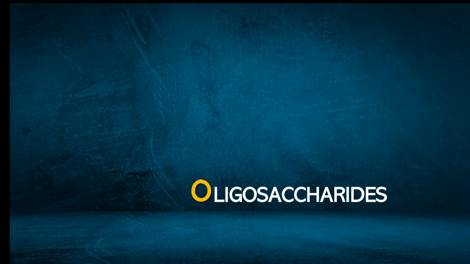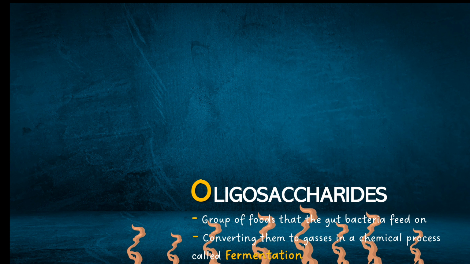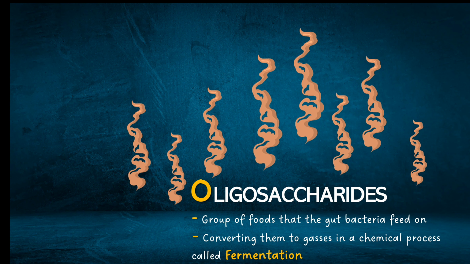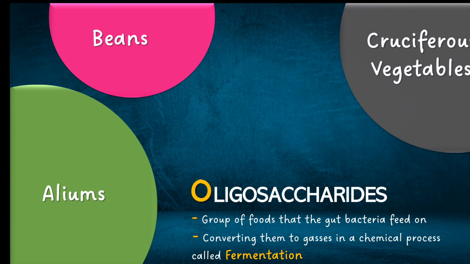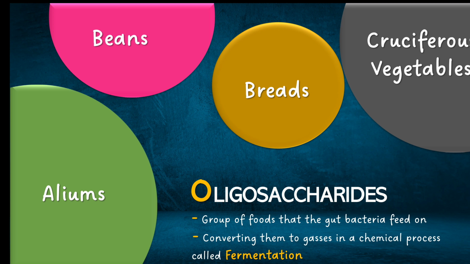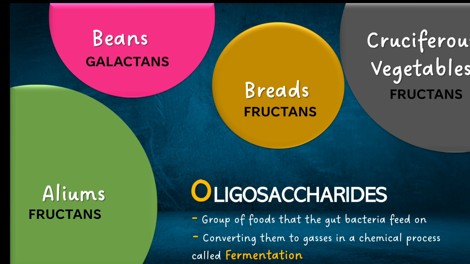Fermentable oligosaccharides are the group of foods that the gut bacteria feed on, converting them to gases in a chemical process called fermentation. Oligosaccharides are found in four categories of foods, namely beans, alliums, cruciferous vegetables, and breads. Bean group includes galactans sugars, whereas fructans are the carbohydrates found in alliums, cruciferous vegetables, and breads. We will see the foods that come within these categories one by one.